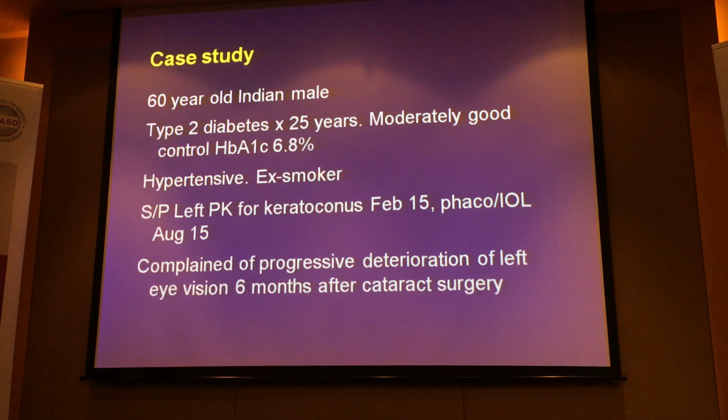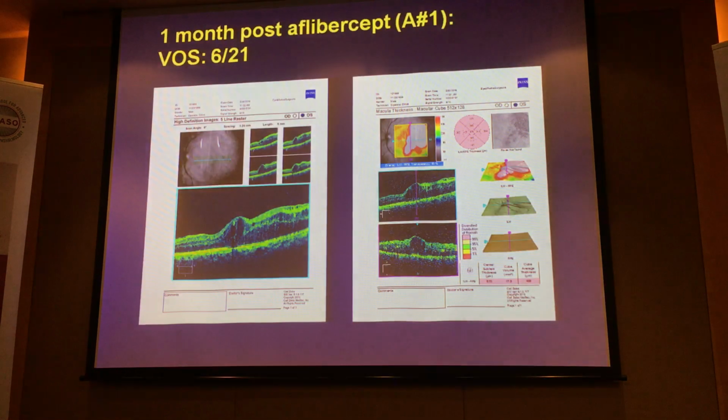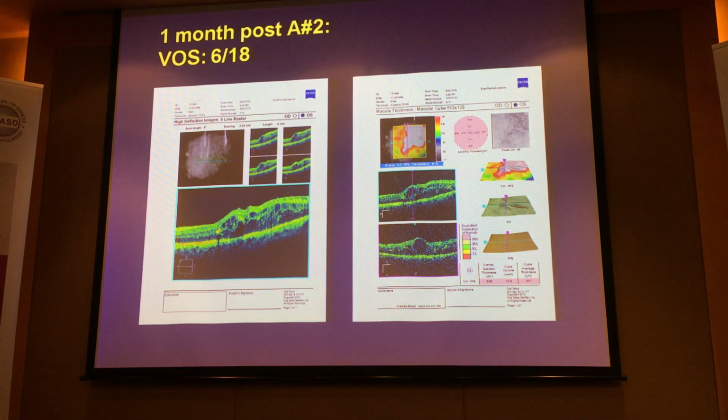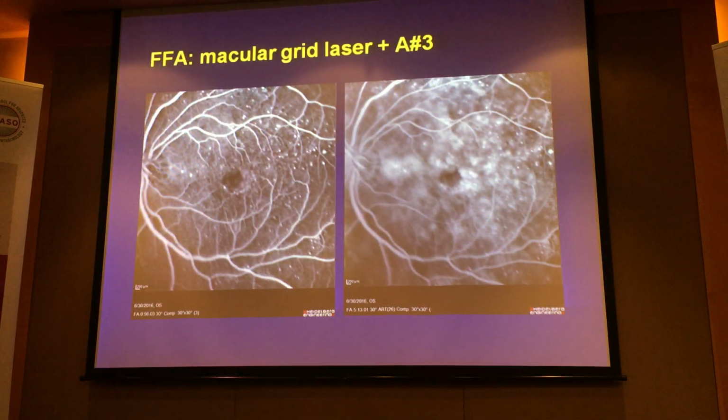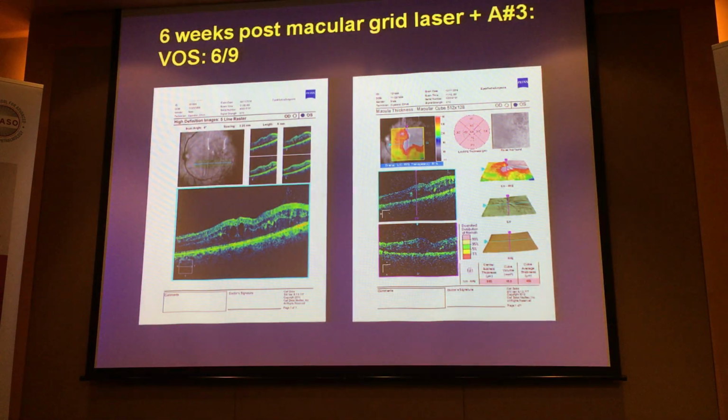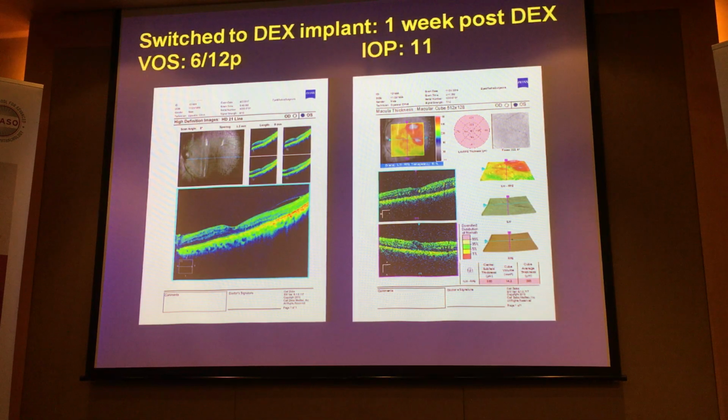If I switch, I will be switching to a DEX implant because I feel the DEX implant is safer than trying Sinodal, but it's more expensive. This is a 60-year-old male, 6/12 vision, 6/21 after 1 aflibercept. You can see the edema worsening. After 2 aflibercept, vision is maintained, but no improvement. I add macular laser together with the 3rd aflibercept. It settles slightly, visual acuity improves, 6/9. But subsequently, this visual acuity gets worse, recurs, and I decide to switch.